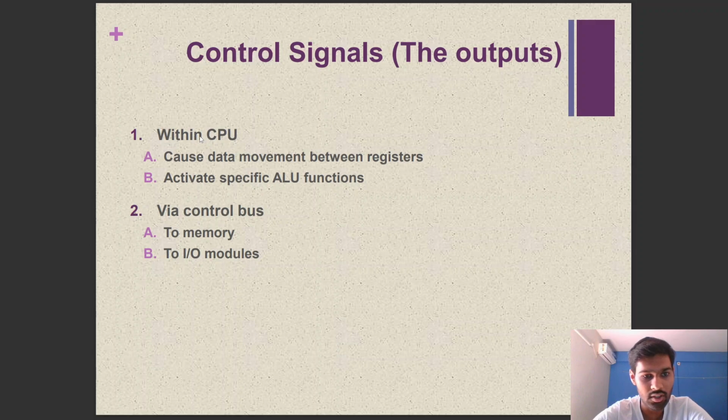Outputs we have within CPU cause data movement between registers and activate specific ALU function, and via control bus to memory and to IO modules.